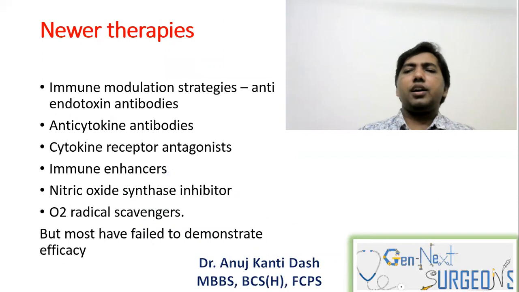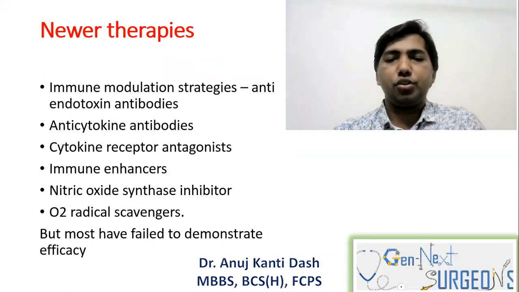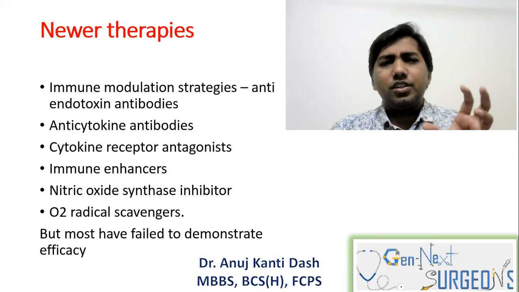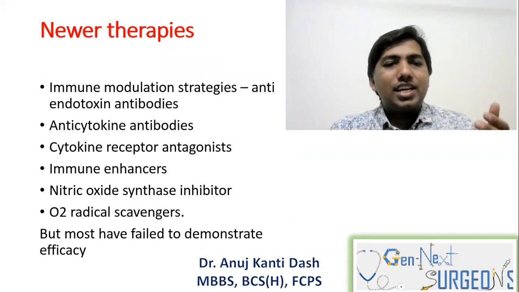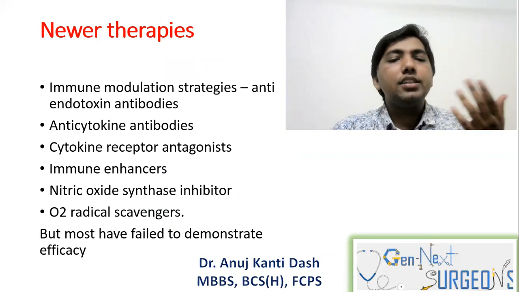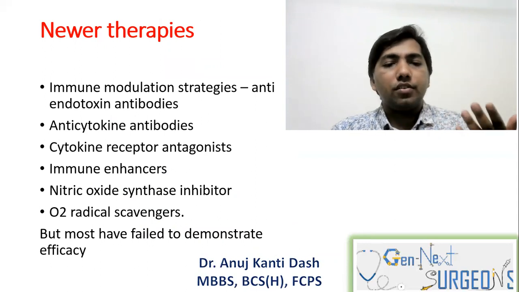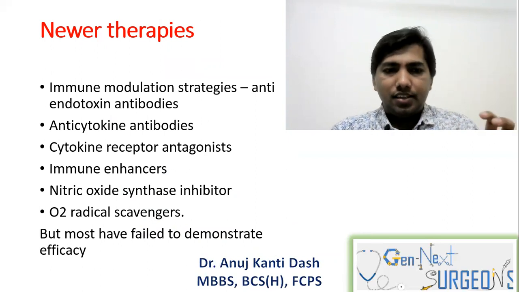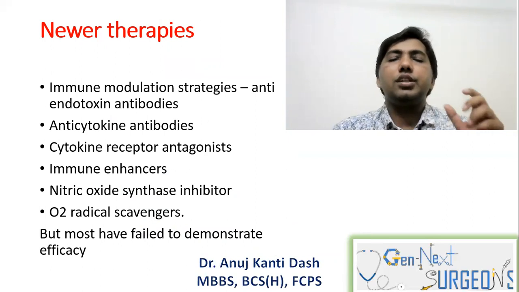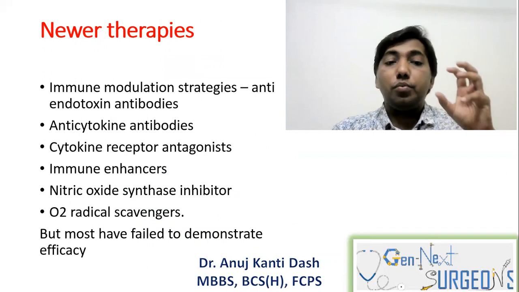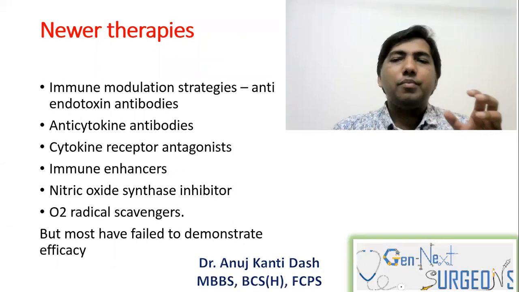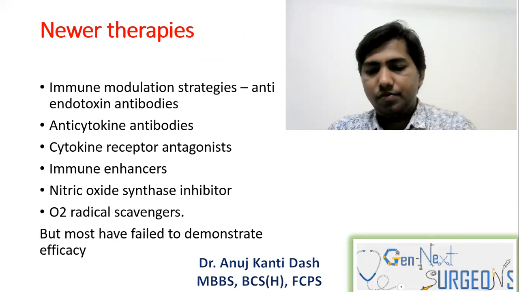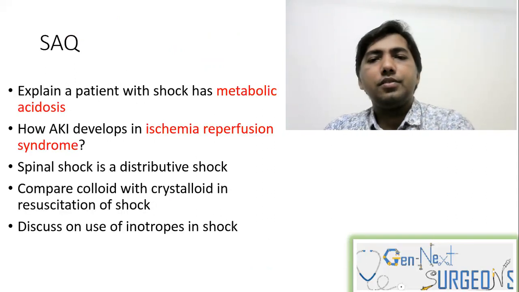Newer therapies: a question may come on what new therapies are there for septic shock. So these many names are there. Immune modulation strategies like anti-endotoxin antibodies, anti-cytokine antibodies, cytokine receptor antagonists, immune enhancers, nitric oxide synthase inhibitors, oxygen radical scavengers. There are lots of options, but the matter of fact is that most have failed to demonstrate efficacy. These things are very costly but not effective. So we don't need to think about this. But the question may come and the teacher may ask.